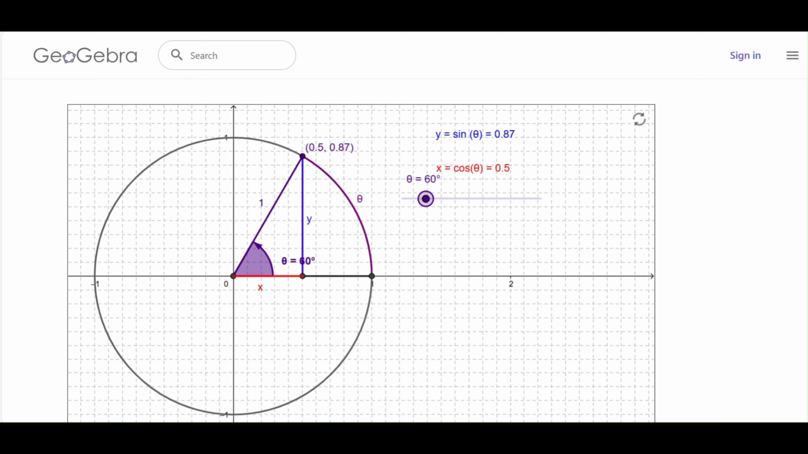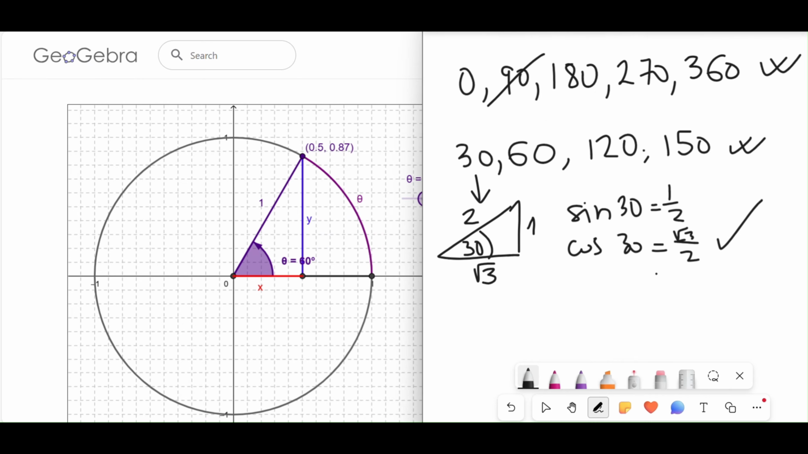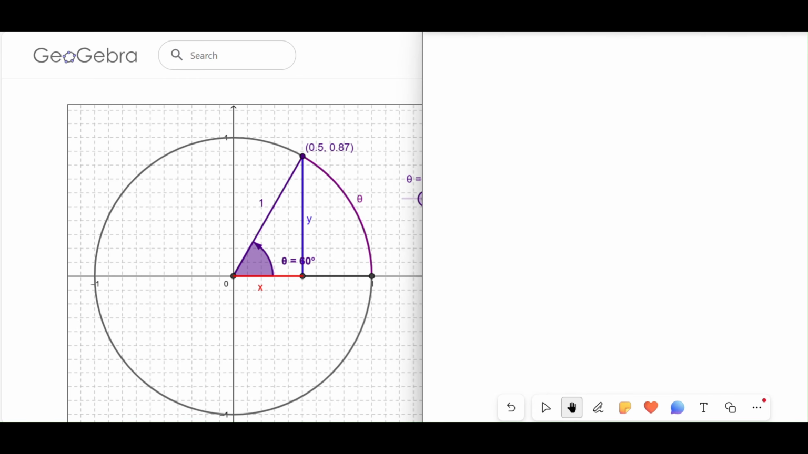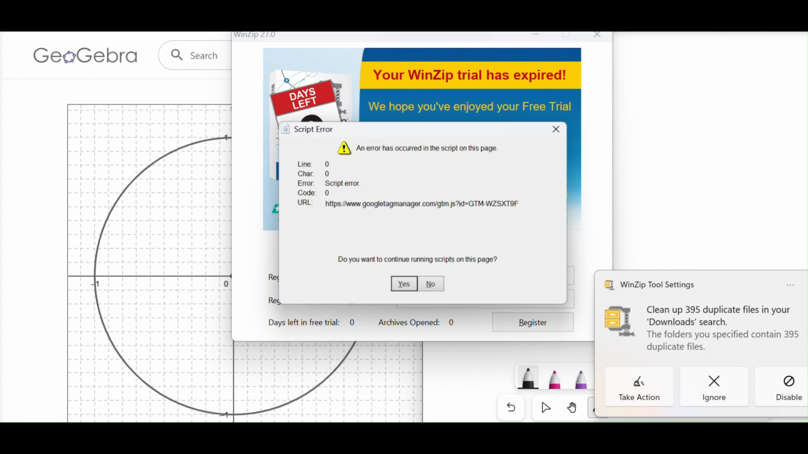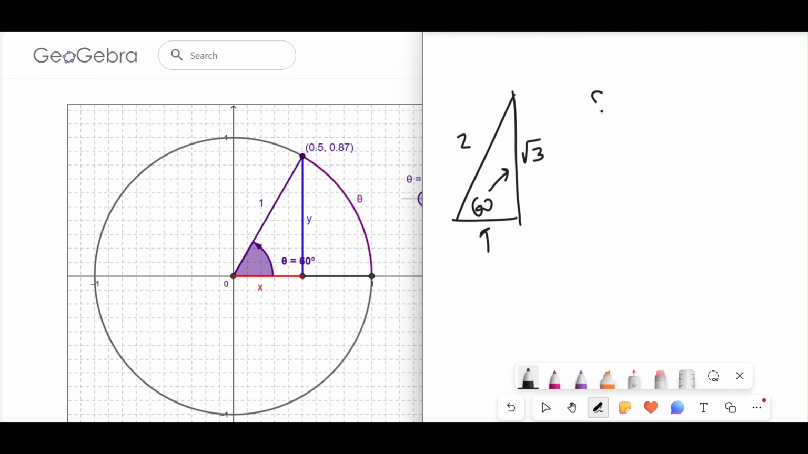And then again, opposite to 60 degrees is what? What did we just say? So in our triangle this time, opposite to 60 degrees is radical 3, hypotenuse is 2, and the one on the bottom is 1. And then again, we go quickly. So sine of 60 degrees is, what do we say? Opposite over hypotenuse, radical 3 over 2, right? Cosine of 60 degrees is adjacent over hypotenuse, which is 1 over 2.